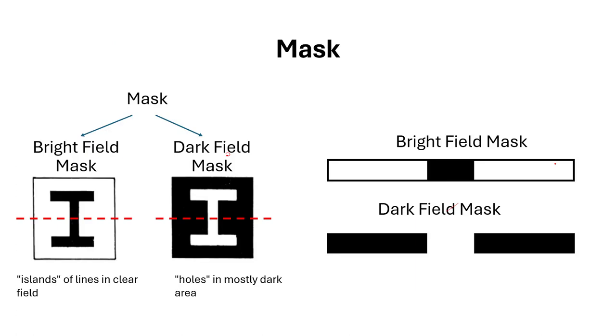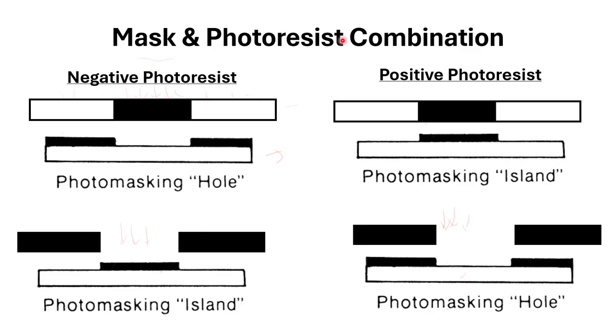Yeah. So next, as we saw in the earlier question, we have two kinds of mask: bright field mask and dark field mask. In a bright field mask, there is some chrome metal which is opaque and it is surrounded by clear region, and in dark field we have some regions which are transparent. If we take a cross section of that, we'll get something like this. So depending on what combination of mask and photoresist we use, we can have different kinds of patterns.